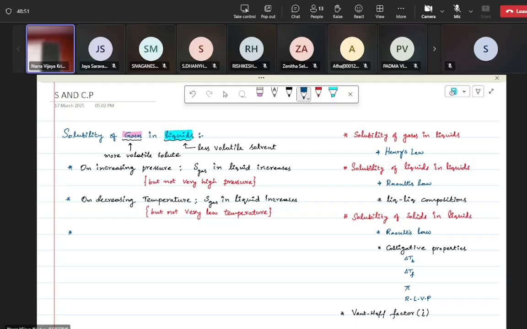In the gaseous state chapter, you heard something about critical temperature. What do you mean by critical temperature? Don't say TC. I know that. Critical temperature is TC, which is equal to 8a by 27Rb. I know that, right? I am asking, what do you mean by critical temperature? Are you really following me or not?